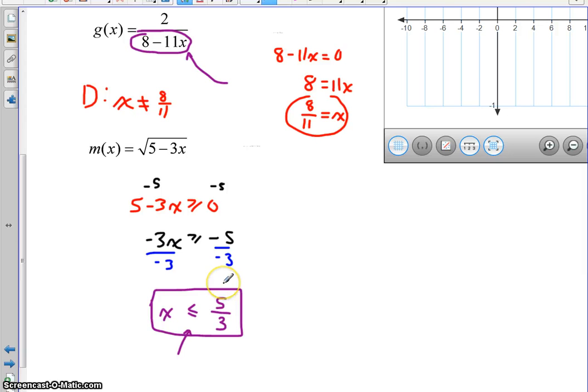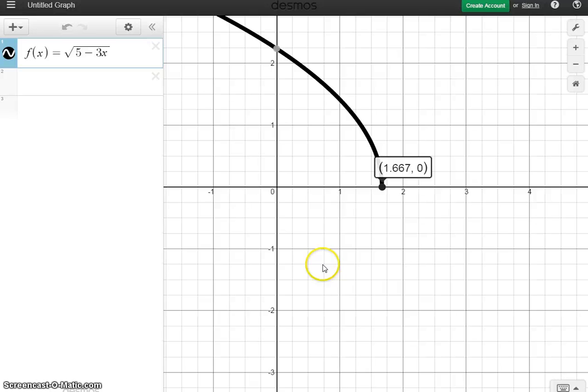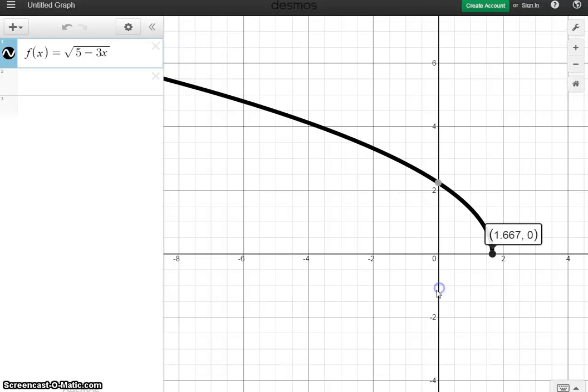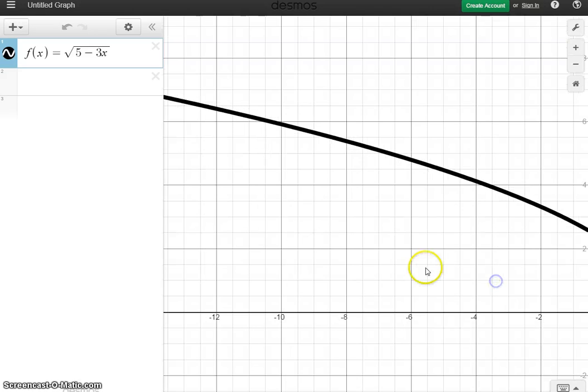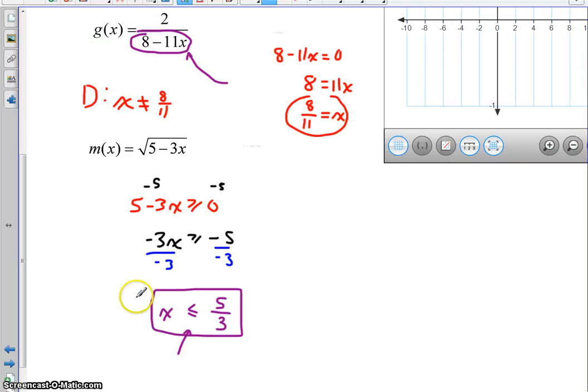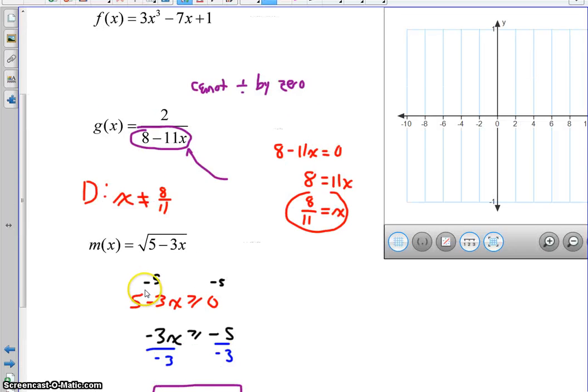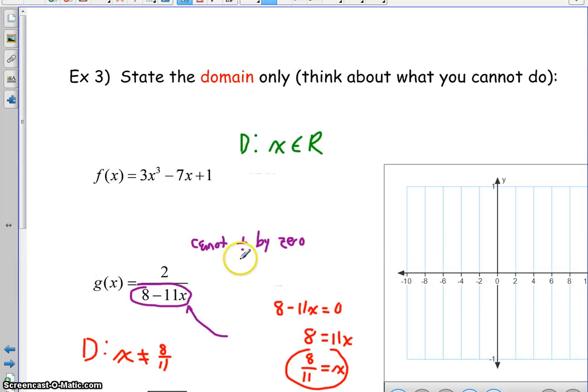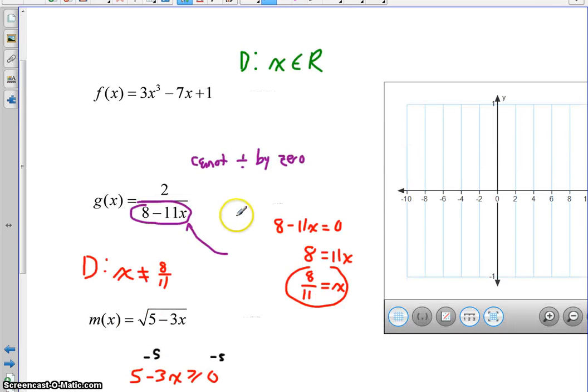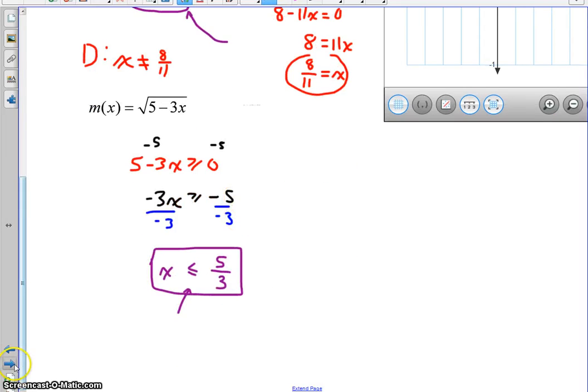And just to confirm it, let's take a look at Desmos. Okay, and there you have it. You can see that when x equals 5 over 3, or about 1.667, that's the highest value the graph reaches for x and then continues moving out to the left. Okay, so what's important when you think about the domain strictly from equations is, again, just think about what cannot be done inside the function, and that will give you your restrictions on the domain.